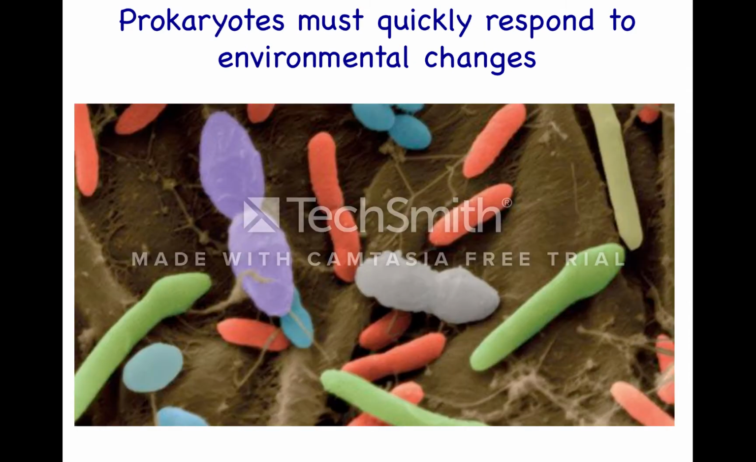So to begin with prokaryotes, one environment that we have literally billions of bacteria growing is our gut. So this is a scanning electron micrograph of some of the bacteria that can be found in our gut. And these bacteria are constantly responding to changes in the environment. So they have to quickly adjust their gene expression profile depending on which nutrients are available to them.